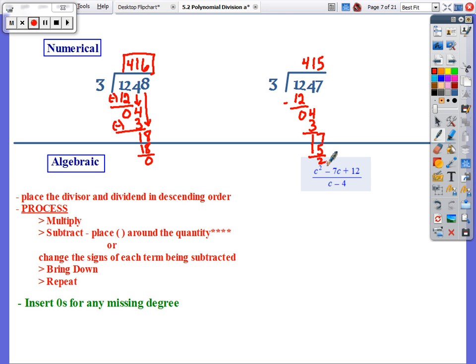So how do I write my answer? What I have is a quotient of 415. Here's your division algorithm. Here's your quotient, 415. My remainder is 2, and my divisor is 3. So we write it as 415 and 2/3.